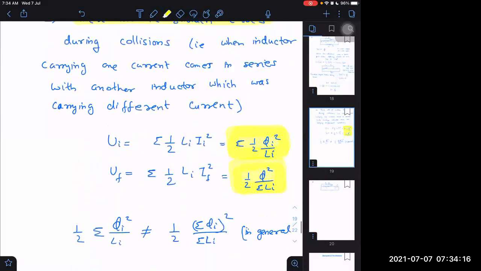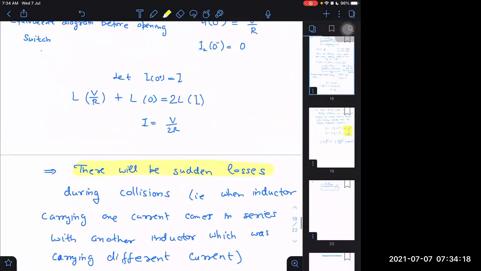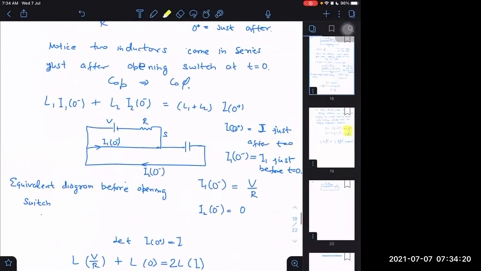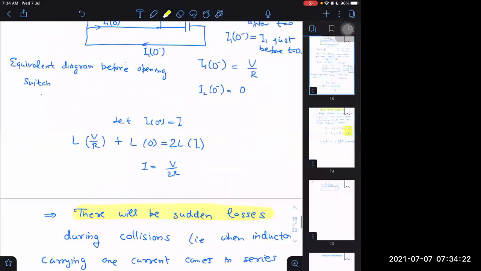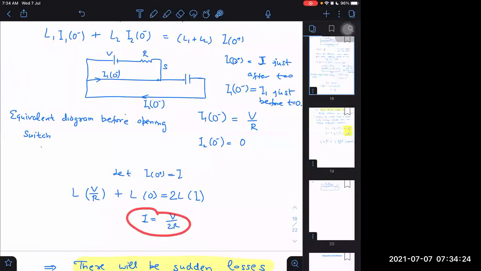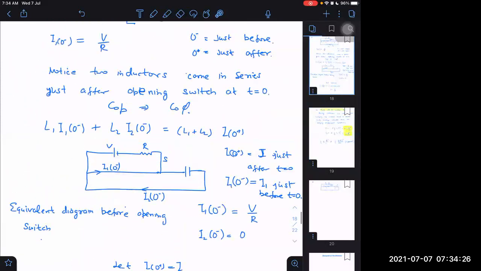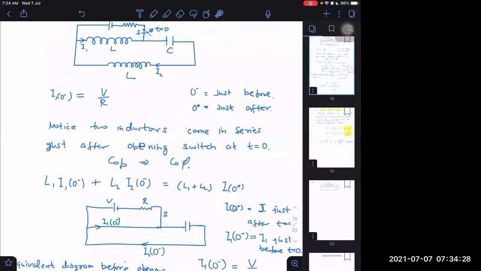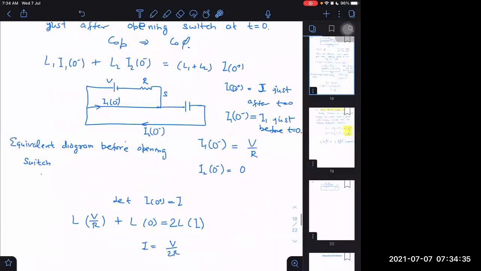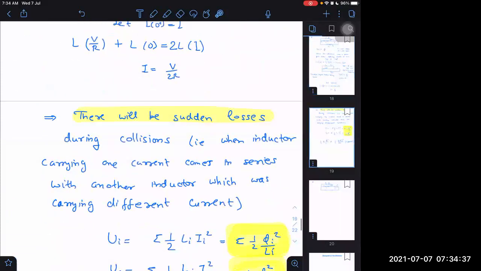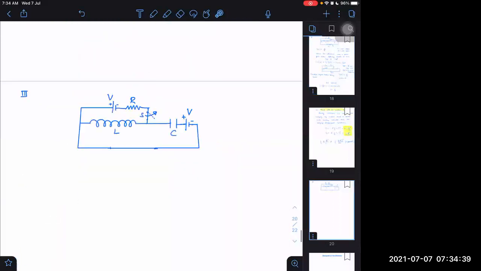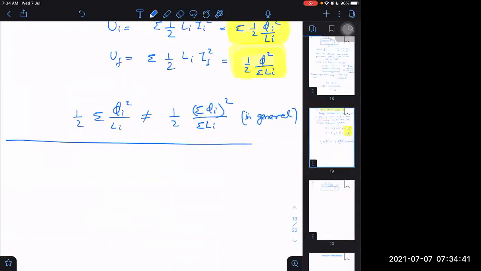Anyway, there was a slight diversion from the question. What was our question? I is equal to V by R. Find I of t and Q of t, the charge as a function of time. We found the current just afterwards. What would happen to the charge as a function of time? You can use conservation of energy to get the easy answer. KVL also we can use, but conservation of energy will be easy.